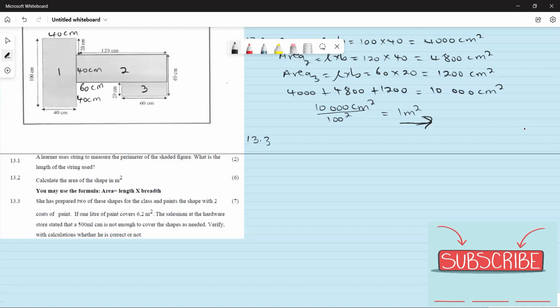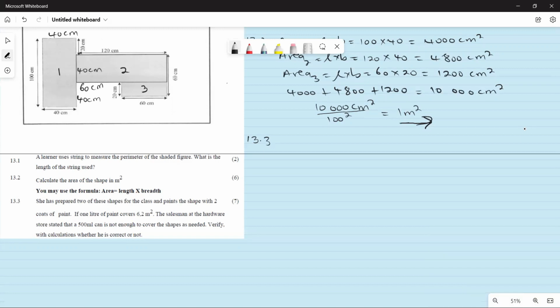So this is a question on rate. They're telling us that 1 liter will paint 6.2 meters squared. So before we begin the calculations, we must determine the total area to be painted. So it's a total of 1 meter squared area, but it has to be 2 of this size. So we're going to multiply it by 2, and then we get 2 meters squared. And then they said it's going to be 2 coats. So the 2 meters squared will further be multiplied by 2 since it's the double coat, and will give us a total of 4 meters squared.